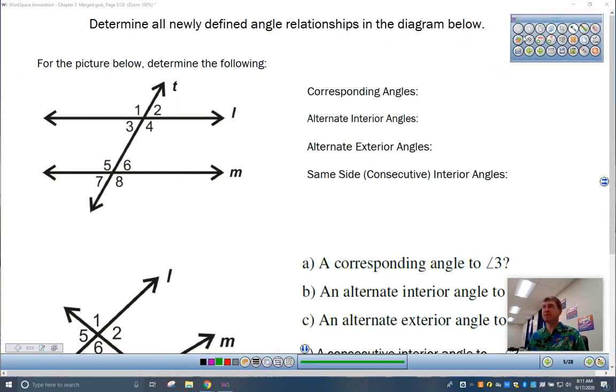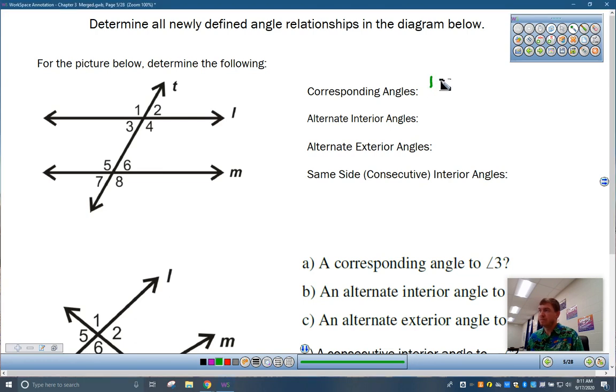Determine all newly defined angle relationships in the diagram below. So corresponding angles. Corresponding means same position, but different group. So angles 1 and 5. Angles 2 and 6. Angles 3 and 7. And angles 4 and 8. Those are all the corresponding angles.